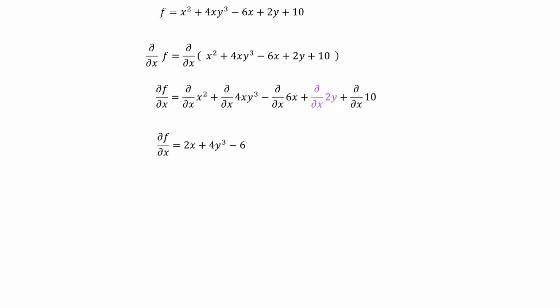Why? Because we're assuming that any variable that isn't x is a constant. Therefore, 2 times a constant is a constant, and the derivative of a constant is 0. Likewise, the derivative of 10 is 0, so I won't add 0 onto our answer twice, and that completes the partial derivative process.